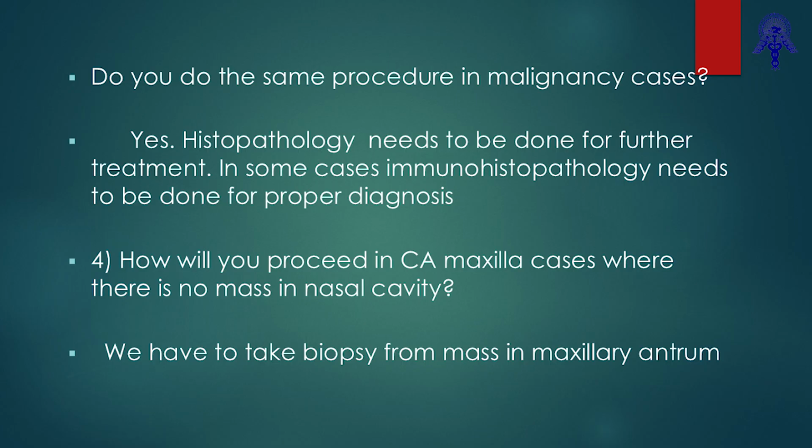Okay. So now the other question: how will you proceed in carcinoma maxilla cases where there is no mass in the nasal cavity? These are asked in the questions. So in this case, of course, you have to take a biopsy from the maxillary antrum by doing an uncinectomy and then a middle meatal antrostomy. Here, the older examiners may ask whether you can do a Caldwell-Luc biopsy or not.